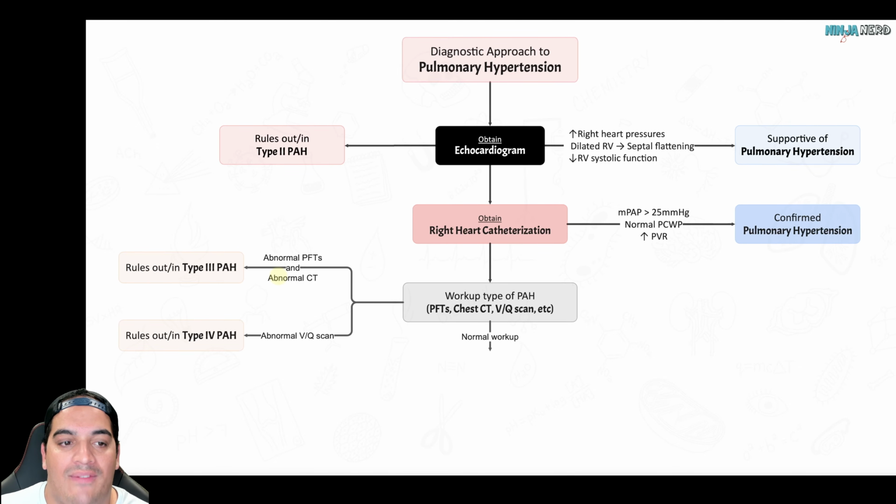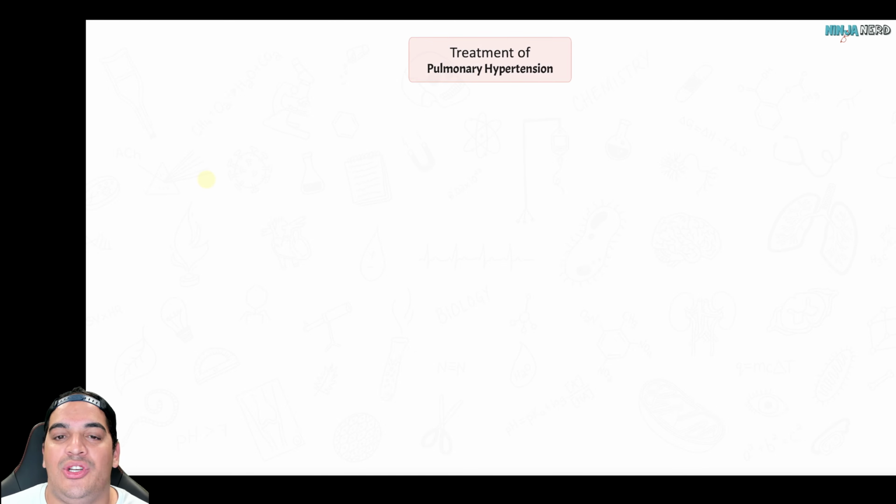So if I've gone through everything and worked up everything and I got a normal workup, it's likely type 1 pulmonary artery hypertension. Because type 1 all the way to type 5 will have elevated mean pulmonary artery pressure and an increased PVR. But the one that's due to type 1 is they have a negative workup for everything else. All right, how do we treat pulmonary artery hypertension?